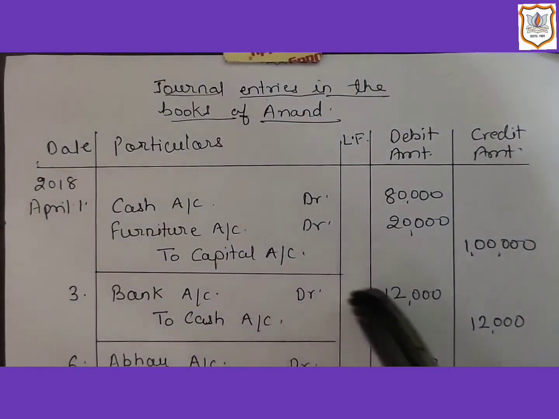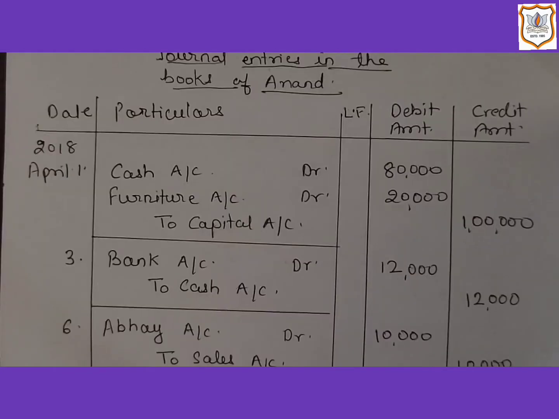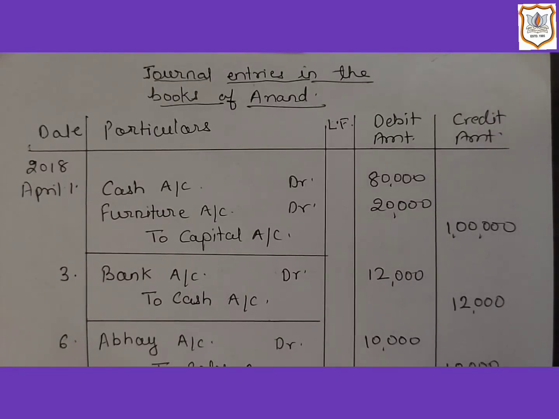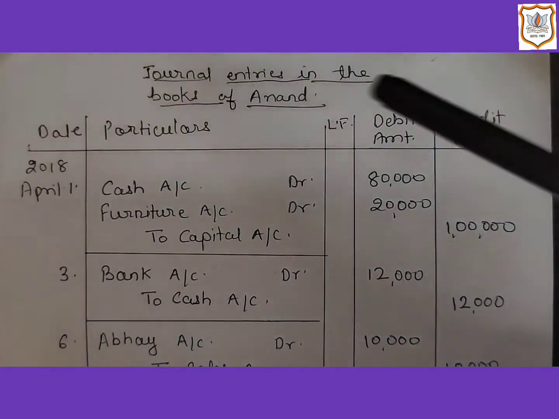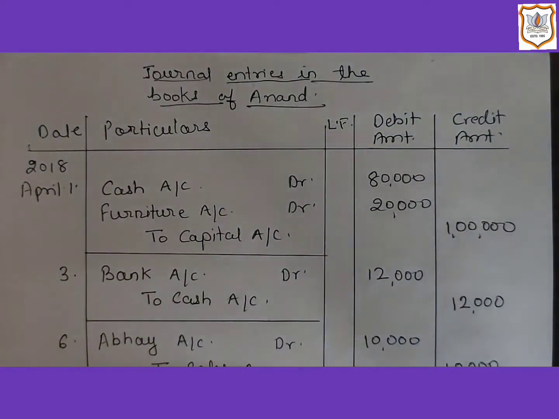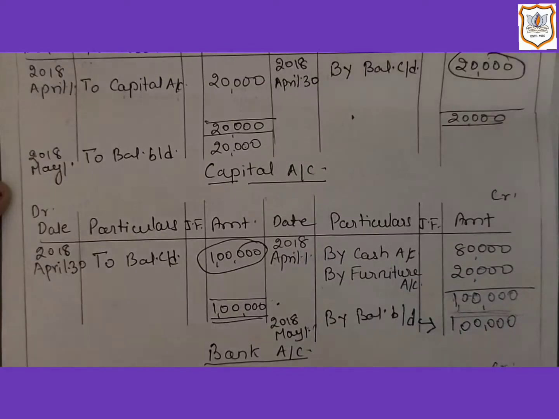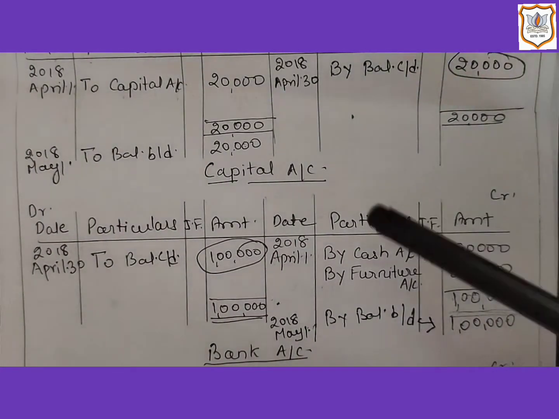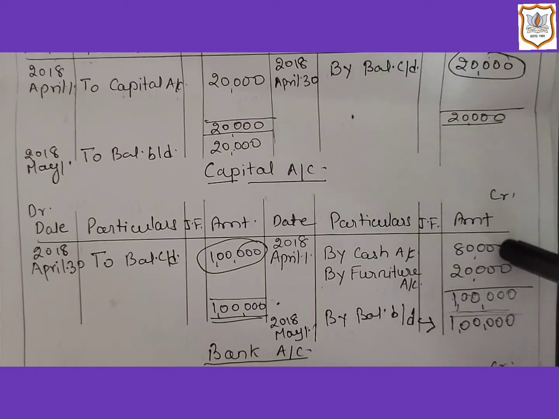Then capital account is credited by rupees 1 lakh. Now here, while posting on the credit side of capital account, there are two accounts having a debit for the same. They are cash account and furniture account respectively. Therefore, on the credit side of capital account, in the column of particulars, both these accounts will be shown. So here it is, our capital account. Here the amount will be shown on the credit side. In the particulars column, we will write by cash account, that is 80,000, and by furniture account, that is 20,000.